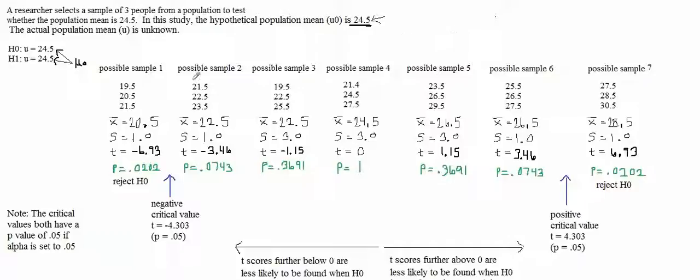We have a null hypothesis and an alternative hypothesis. The null hypothesis says that the hypothetical value is correct and that the actual population mean does equal 24.5. The alternative is the opposite. The alternative hypothesis says that the hypothetical value is not correct and the mean of the population is not equal to 24.5. I should have had a not equal sign here because the alternative always has not equal in it. The null hypothesis has the equal sign.